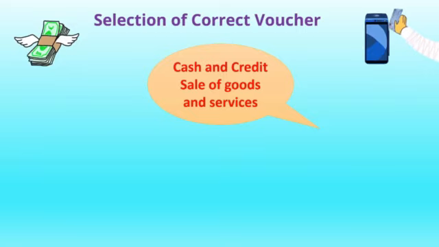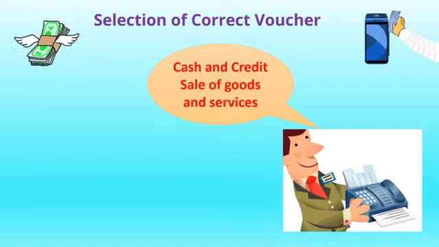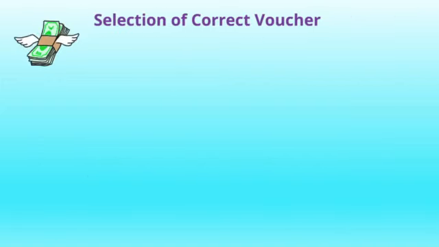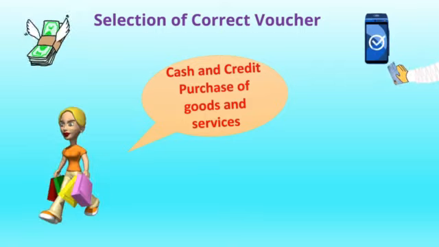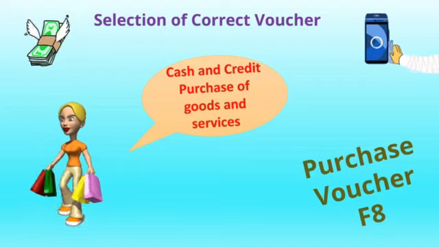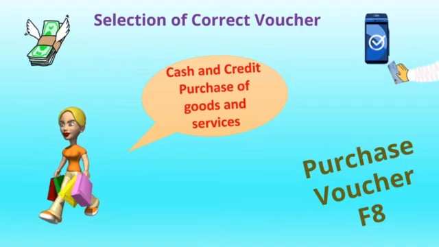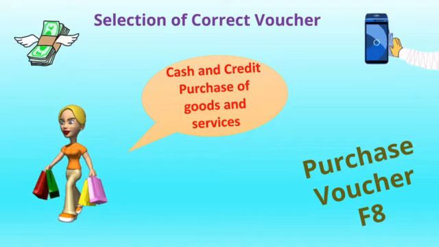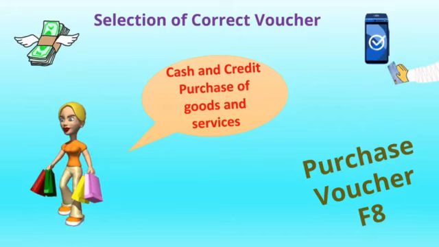The next one, whenever there is a cash or credit sale of goods or services, then such kind of sale activities can be recorded under sales voucher. And the last one, whenever there is a cash or credit purchase of goods or services, then that has to be recorded under purchase voucher. So we have seen all the voucher types. A voucher is nothing but a document that contains details of financial transactions. It can be considered as a journal entry in our manual accounting.